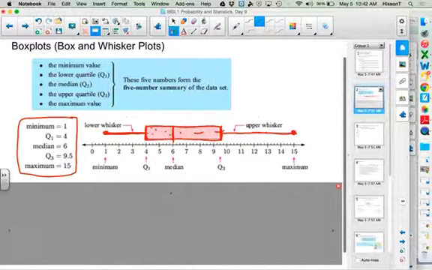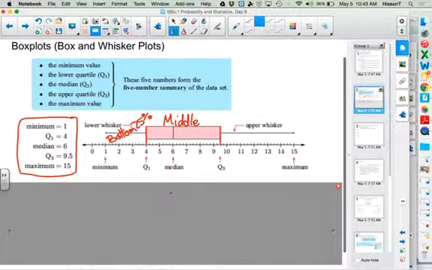Now, a couple of details to remember. Between the first quartile and the third quartile, how many of our scores are in that range? 50%, okay? This is the bottom 25%. This is the middle 50%. And then this up here is the top 25%.